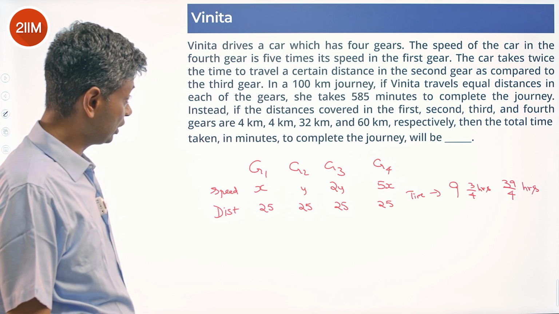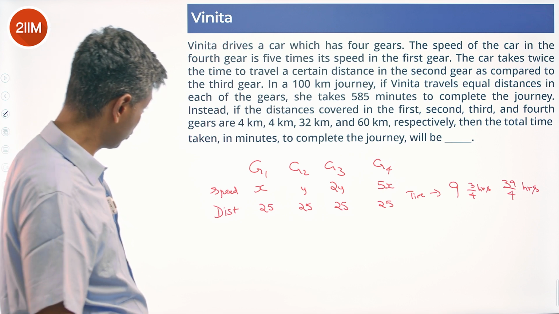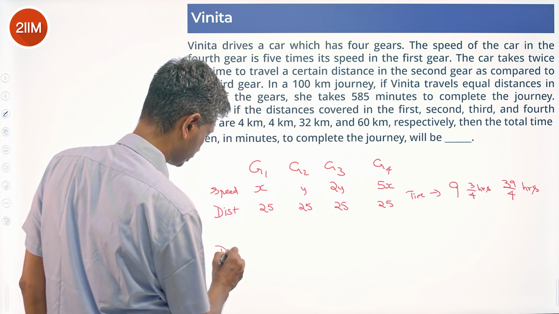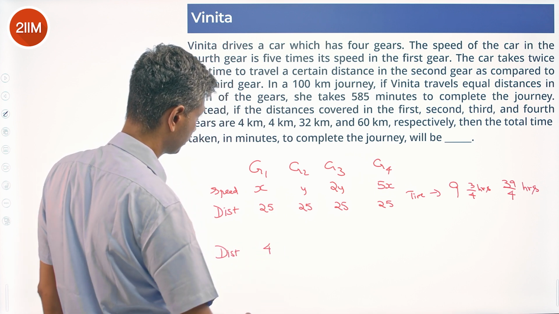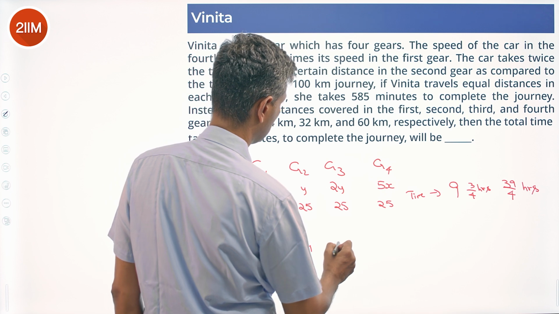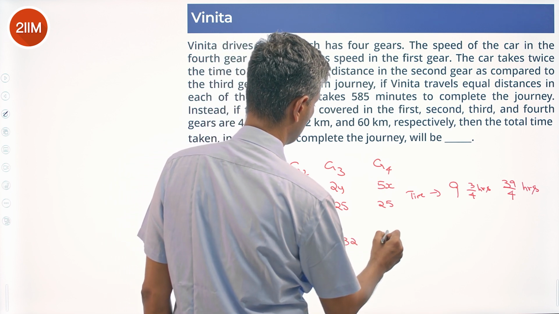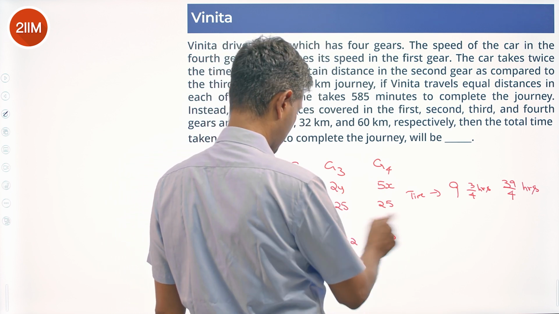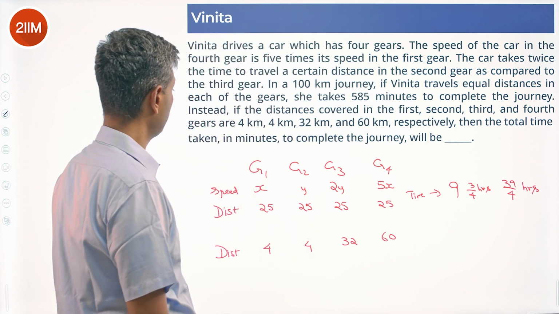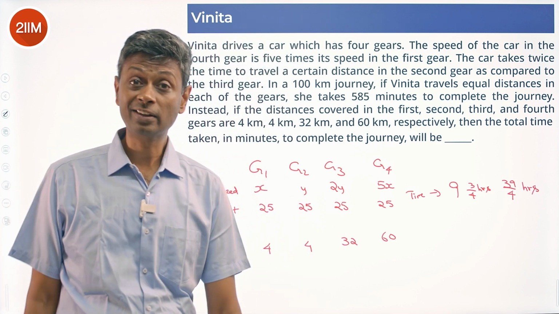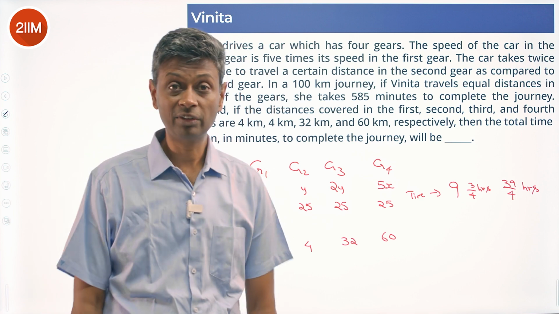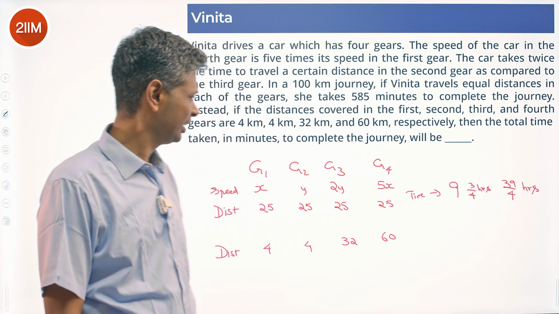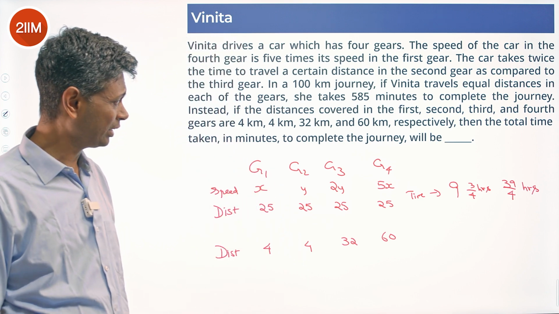Instead, if the distances covered in the 1st, 2nd, 3rd and 4th gears are 4 kilometers, 4, 32 and 60, adding up to 100, yes. Then the time taken in minutes, oh, I thought they'll give us this time also, and then we'll have to find x and y. Turns out he's asking what the time taken is in this scenario.